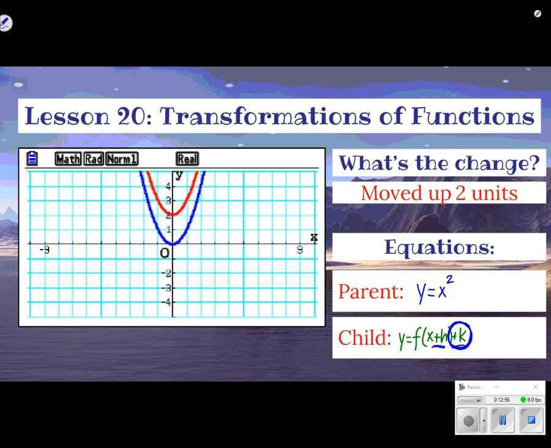And so how am I going to do that? When I write my child equation, I'm going to put a plus 2 at the end. So let's write y equals x squared plus 2.